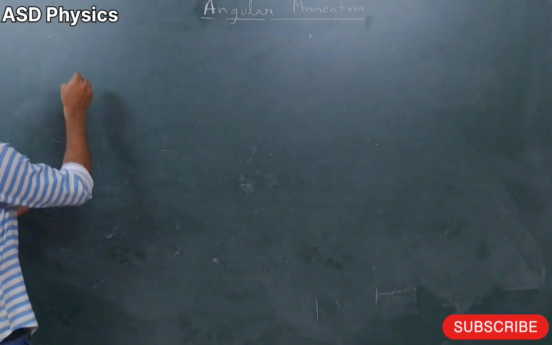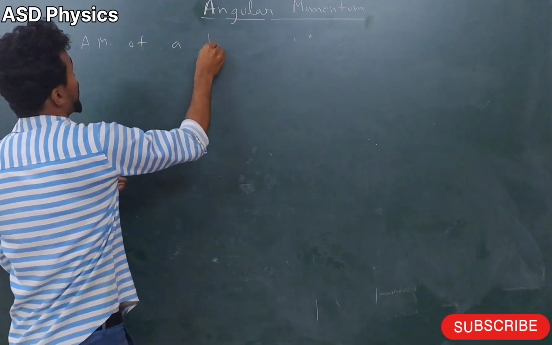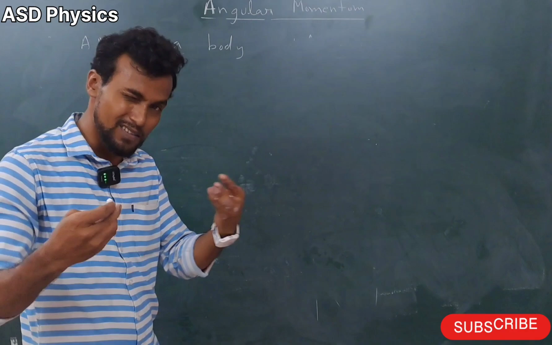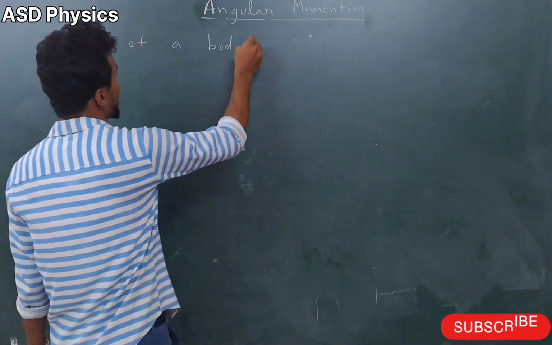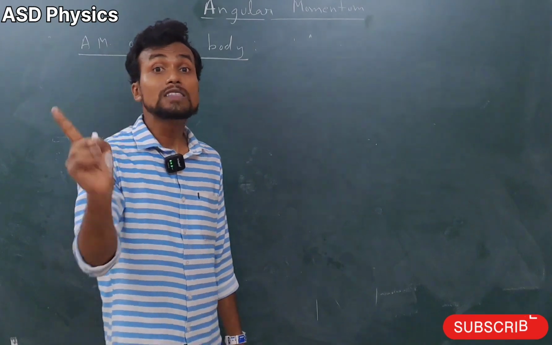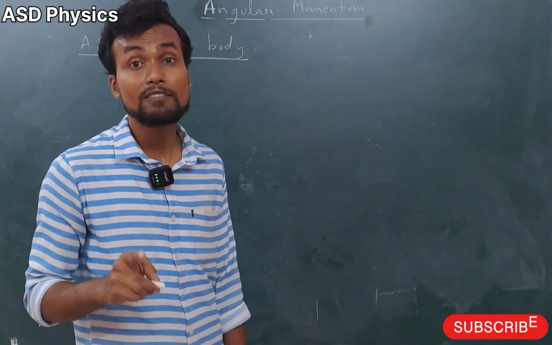So the last topic here, what is this? Angular momentum of a body. Angular momentum of a body, and we know very well in a body how many particles? Multiple particles are there. So for the angular momentum of a body, all the particles of the body, they are moving in which path? They will move in a circular path.